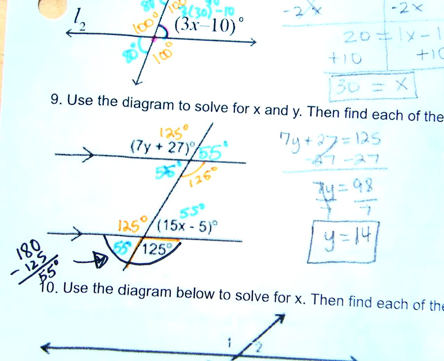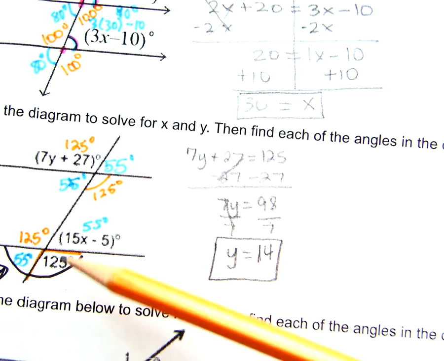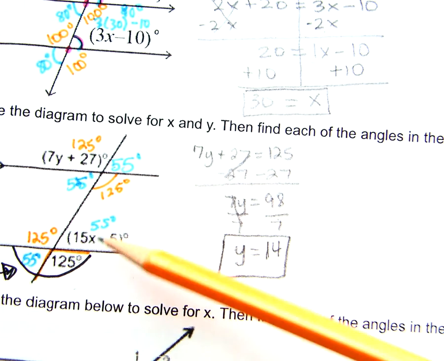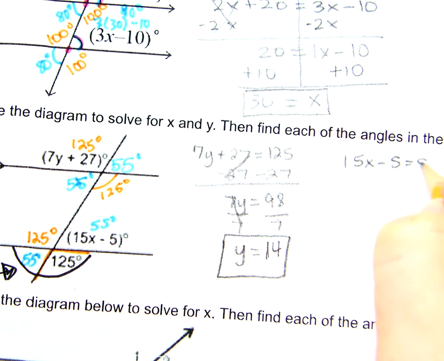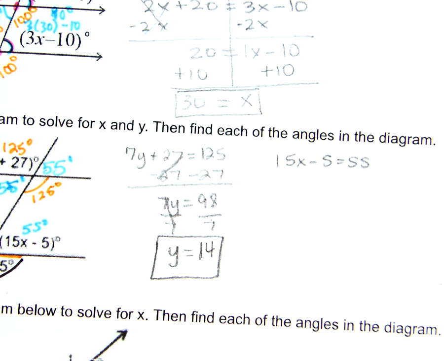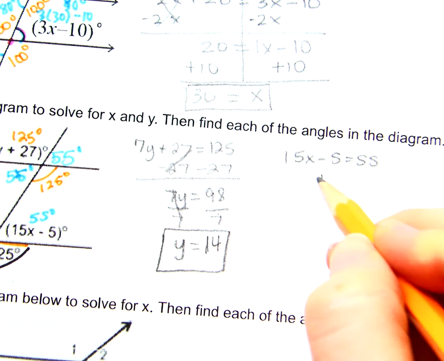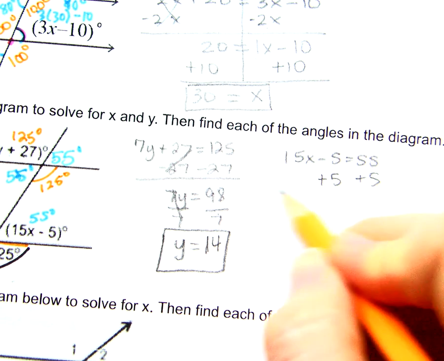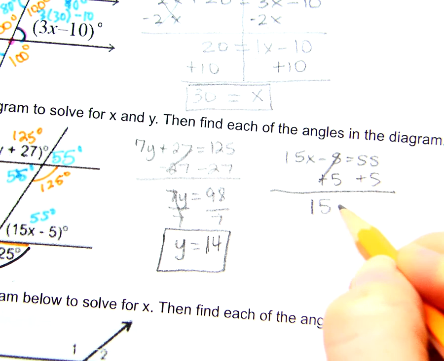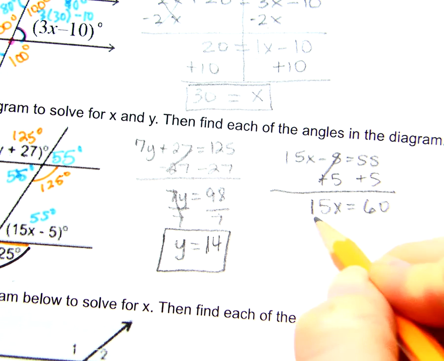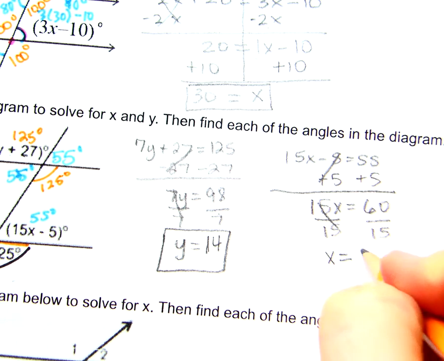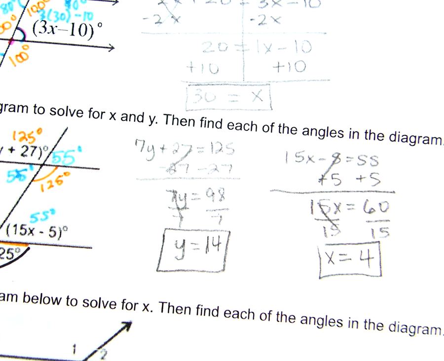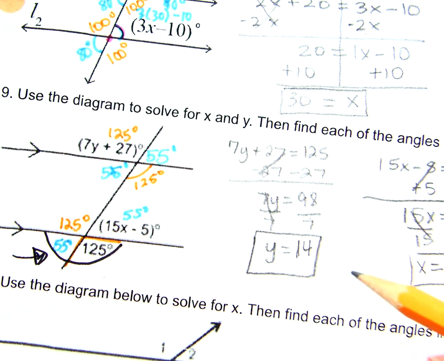Okay, so that tells me I can solve for x because I know that my 15x minus 5 is going to be 55. So 15x minus 5 is going to equal 55 degrees. And then easy, quick two-step solve. So just add 5. Remember, you're isolating your x. You get 15x is equal to 60. Divide by 15, and you get x is equal to 4. And then you have x, and you have y, and you know every single angle measurement.